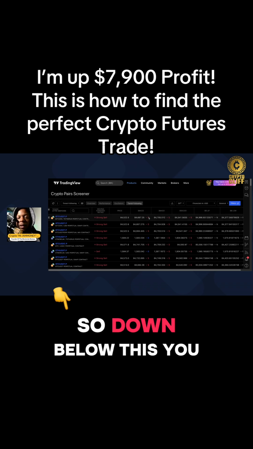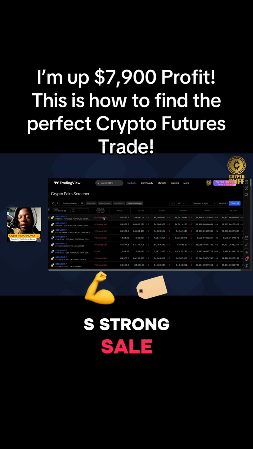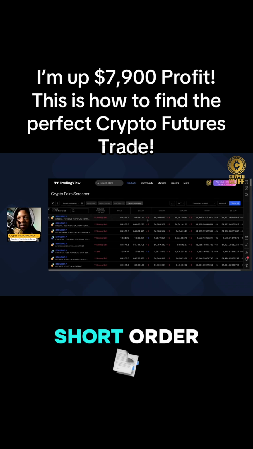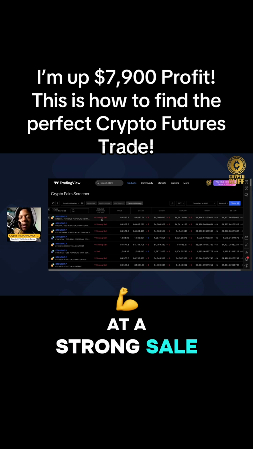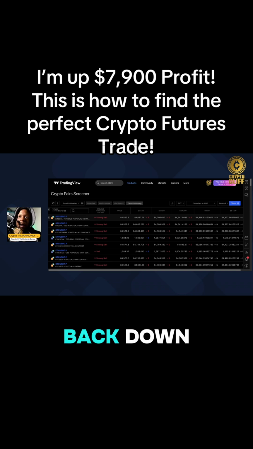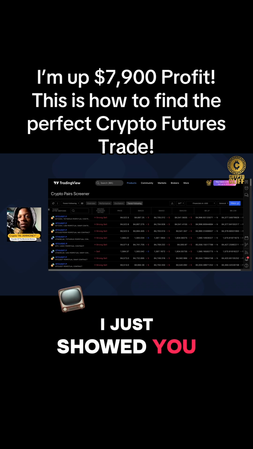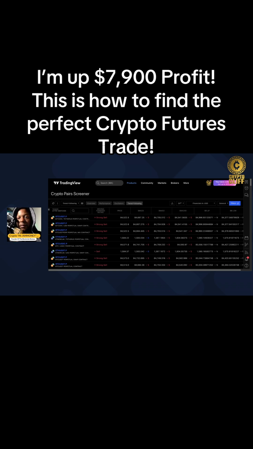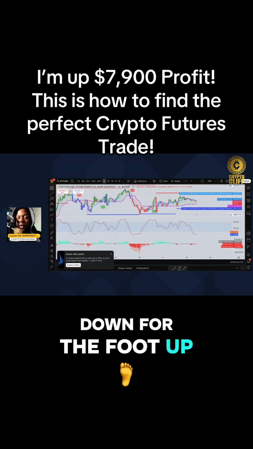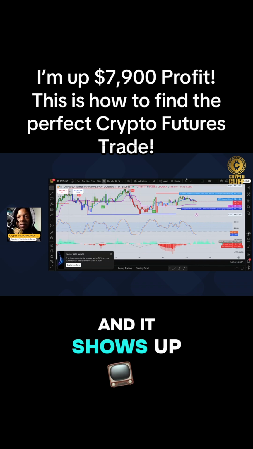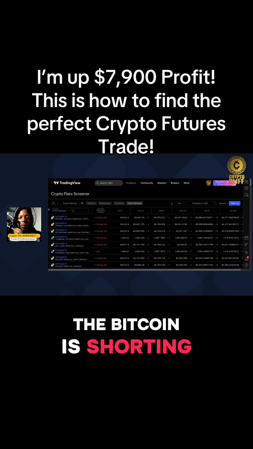So down below this, you see S, S, S, strong sell. The S stands for a short order, meaning you're betting against the market. It's showing that it's at a strong sell right now, meaning Bitcoin is retracting back down. Remember, I just showed you on the charts right here that Bitcoin was retracting downward. Bitcoin was heading down for the short. And it shows up right here on your screeners that Bitcoin is shorting right now.